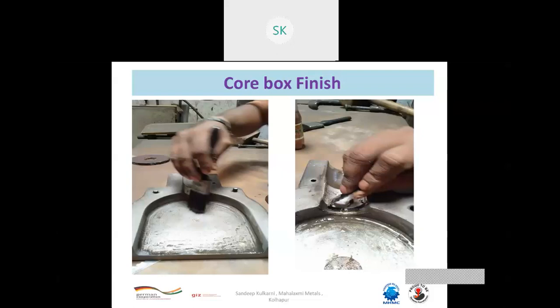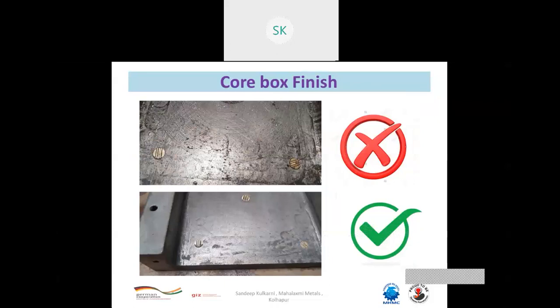And there are some areas where you can see some foreign particles deposited. You can clean it with a knife or blade, and then again put some releasing agent and clean the core box with a good cloth so that you can get a good quality of core box finish. You can see here a bad quality of core box finish, and then you have seen the better quality of core box finish.